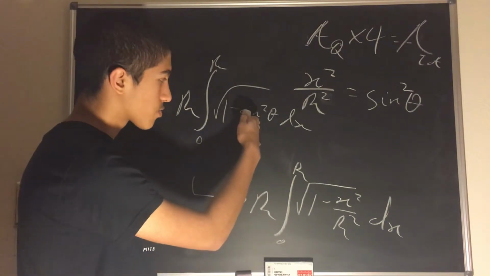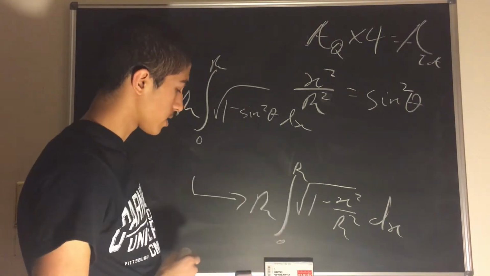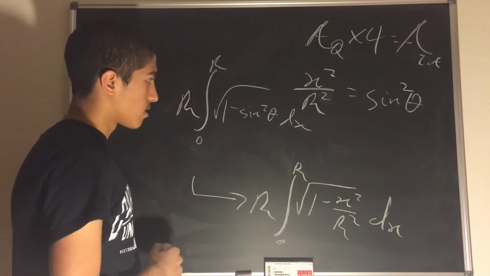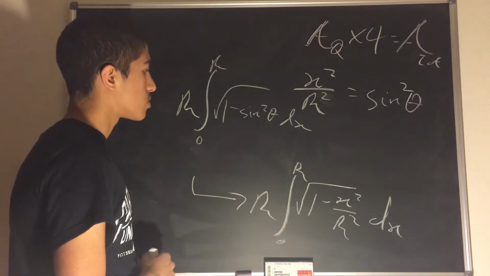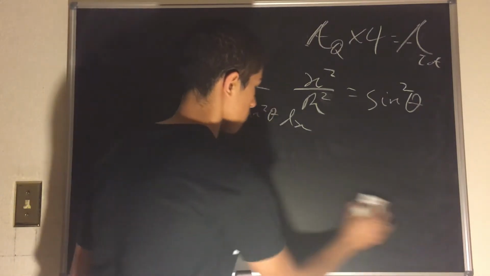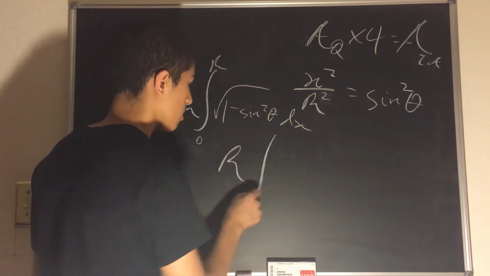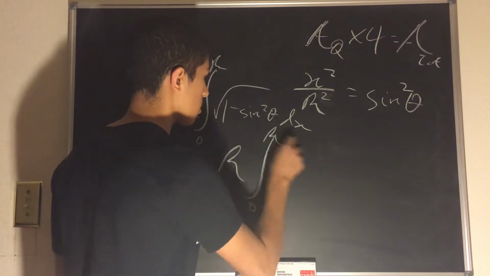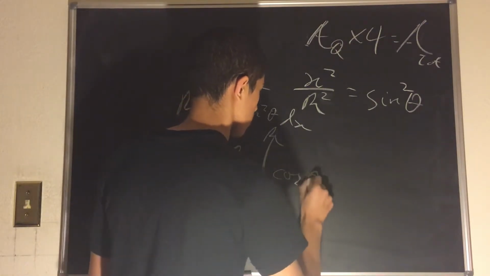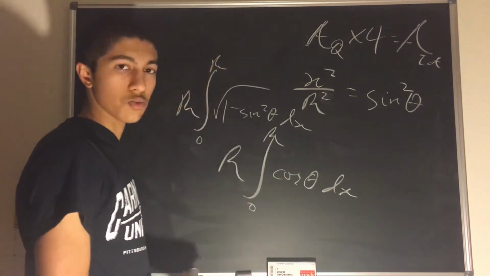So, well, what is 1 minus sine squared theta? Well, we discussed that fairly recently. That was equal to cos squared theta, and the square root of cos squared theta is equal to cos theta. So then we have the area of a quadrant is equal to r times the integral 0 to r of cos theta dx.